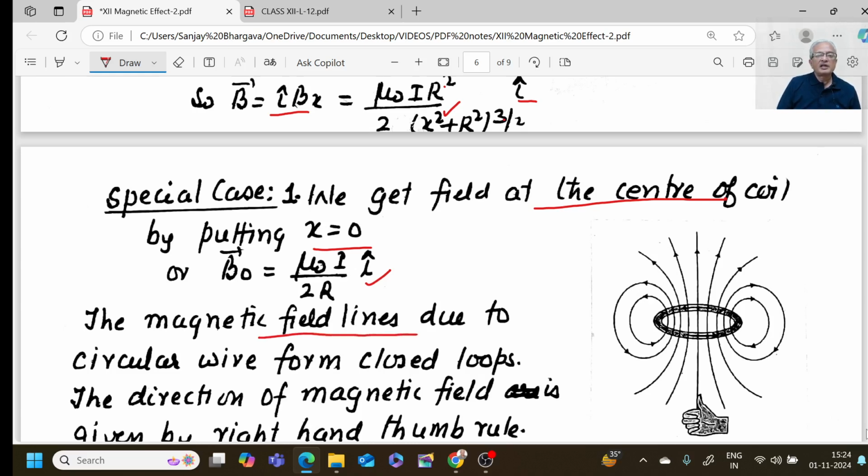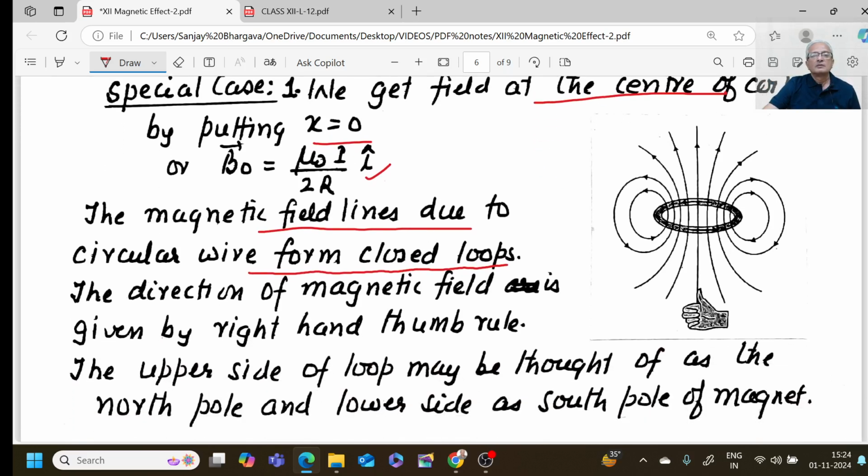The magnetic field lines due to a circular wire form closed loops. The direction of the magnetic field is given by the right hand thumb rule. The upper side of the loop may be thought of as the north pole and the lower side as the south pole of a magnet.